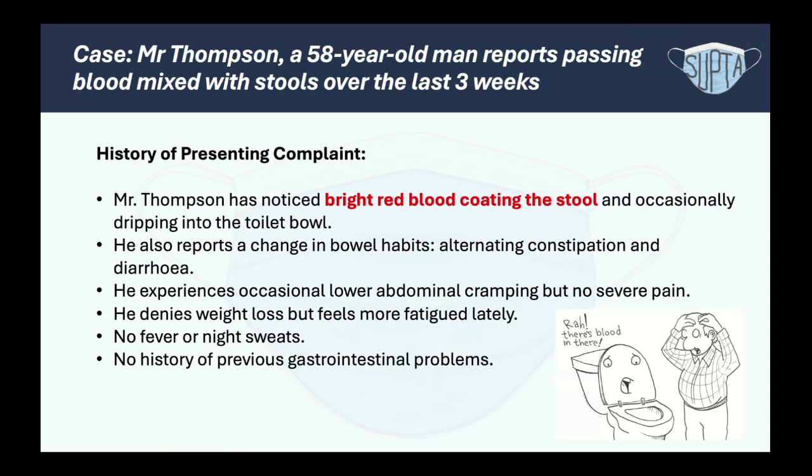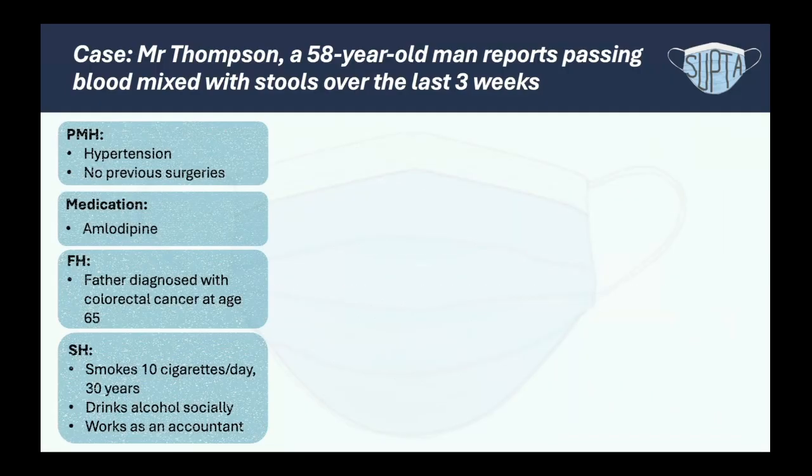He's noticed bright red blood coating the stool and occasionally dripping into the toilet bowl. He also reports a change in bowel habits, alternating constipation and diarrhea. He experiences occasional lower abdominal cramping, but there's no severe pain. He denies any weight loss, but he feels more fatigued lately. No fever or night sweats, and also no history of previous GI problems. So, already this is looking quite concerning. The bright red blood, the change in bowel habits, and his age are all red flags that suggest serious pathology. But let's take a look at the rest of his history and examination findings.